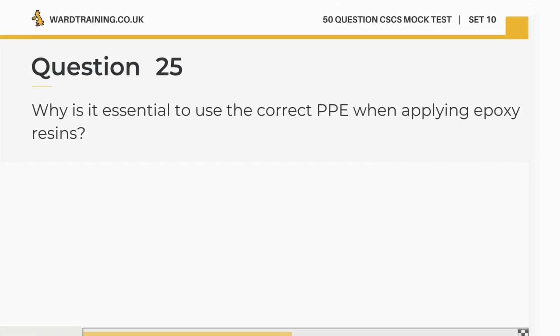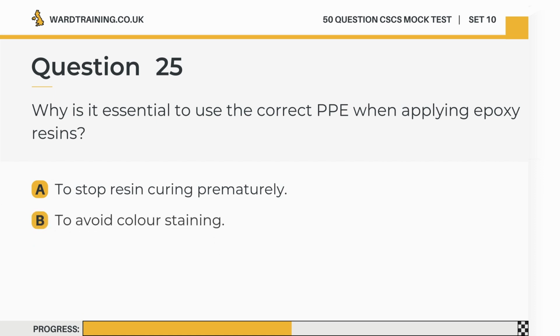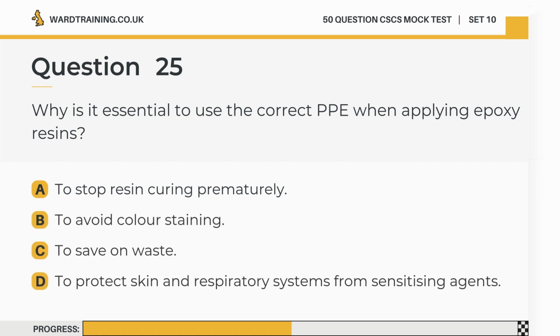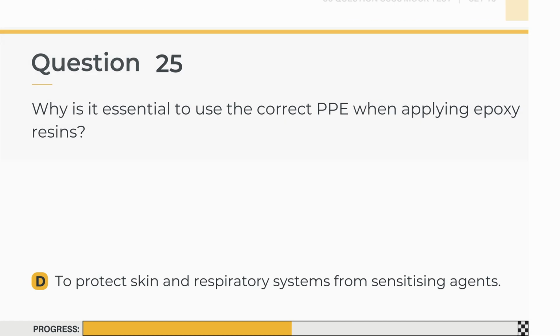Question 25. Why is it essential to use the correct PPE when applying epoxy resins? A. To stop resin curing prematurely. B. To avoid color staining. C. To save on waste. D. To protect skin and respiratory systems from sensitizing agents. The correct answer is D. To protect skin and respiratory systems from sensitizing agents.